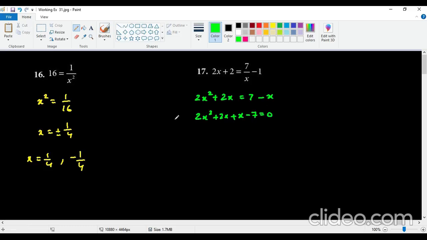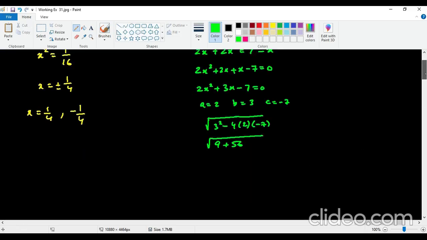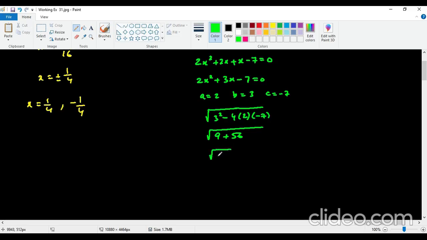Now in here it is 2x² + 3x - 7 = 0. And since this cannot be factorized, we will be using the quadratic formula for a equals 2, b equals 3, and c equals negative 7. First of all, we find out the discriminant of it. That means 3 squared minus 4 times a, and c is minus 7. So this is going to be 9 plus 56, and adding 9 to it is going to give us 65, and plus minus.